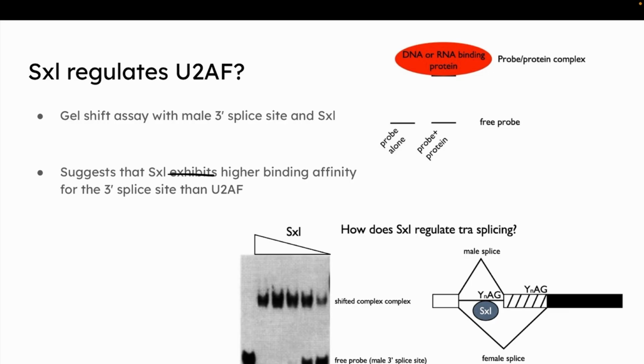Binding affinity, because there's no U2AF. So we know that Sex lethal has affinity to the 3' splice site. Actually, the male 3' splice site specifically, right? Which should make sense, right?